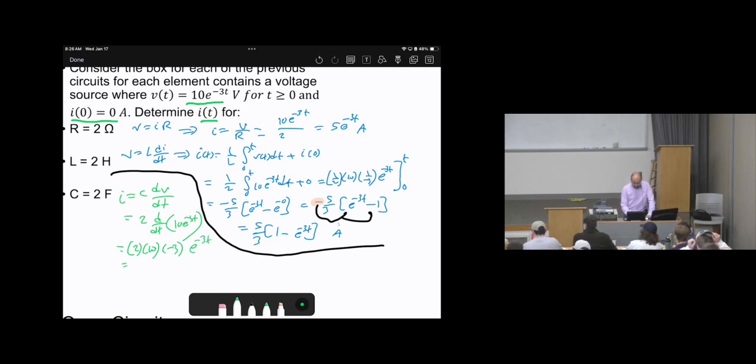So 2 times 10, 20, times 3, 60. There is a negative 60 e power negative 3t amperes. This is I of t. Okay? Again, this is just math. Just do the math and that's it. Any question? Okay, I'll give you some time to write, then we will go next to the open circuit and short circuit.